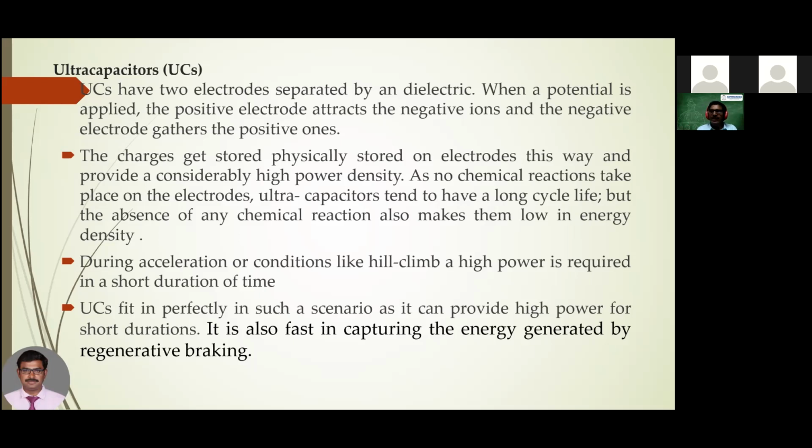You need to go, right? It is also fast at capturing energy at the time of regenerative braking. It captures the energy in a very fast way, and in the same way it releases the energy faster. So the ultra capacitor is the first choice, the best choice for specific power. That means high acceleration.